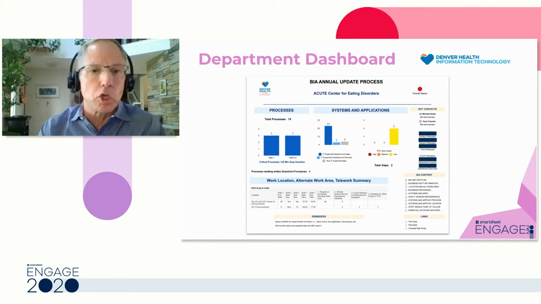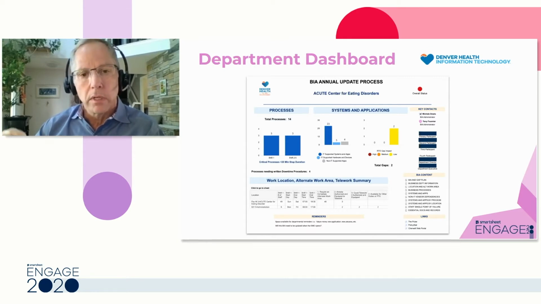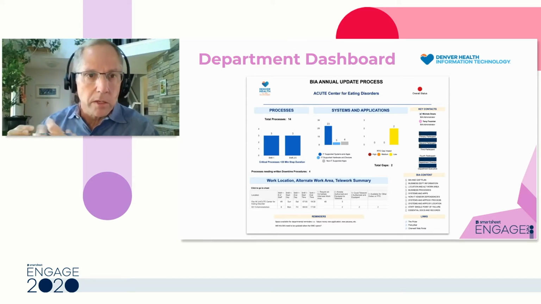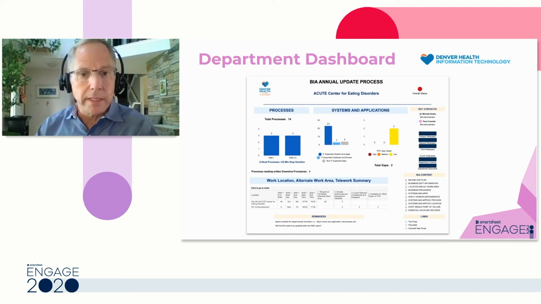But this lets us know the total processes that Acute Center has, and how many of those processes are critical, i.e., can they stop for more than 30 minutes or less than 30 minutes without there being some other impact to the rest of the organization. We then track how many systems and applications IT has that we're providing and maintaining for this customer, and then how many are vendor hosted or non-IT contracted, or are just some application or system that's available on the internet, and we have no control to maintain that.